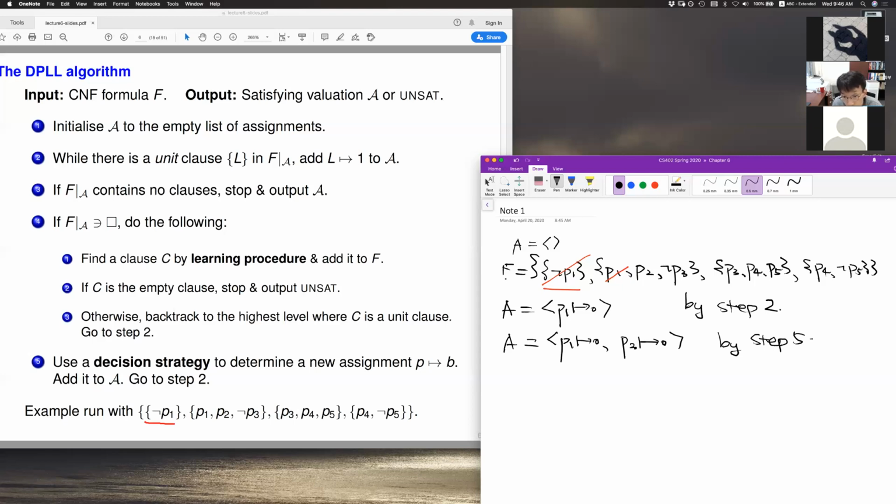Then we do further simplifications of the formula F under these assignments. Because P3 is equal to 0, this entire clause will disappear, and this one will also disappear. That is as much as we can do in step 2. Now we do case analysis on the new A. It's not case 3 or 4, so we have to make another decision by step 5: with P3 equal to 0, we set P4 to 0.